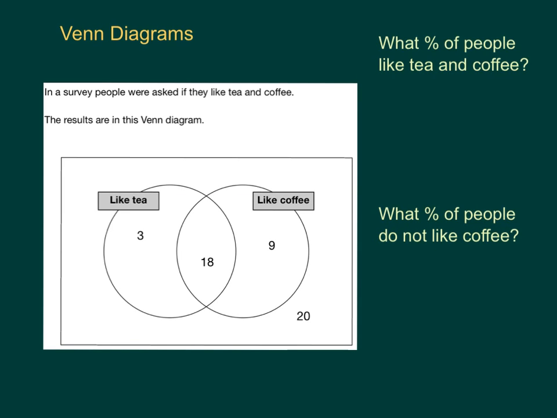So here, we're coming back to the Venn diagram that we saw before. A survey of people asked if they like tea or coffee with the numbers in the appropriate spaces. So have a go at answering the 2 questions based on this. Pause the video.